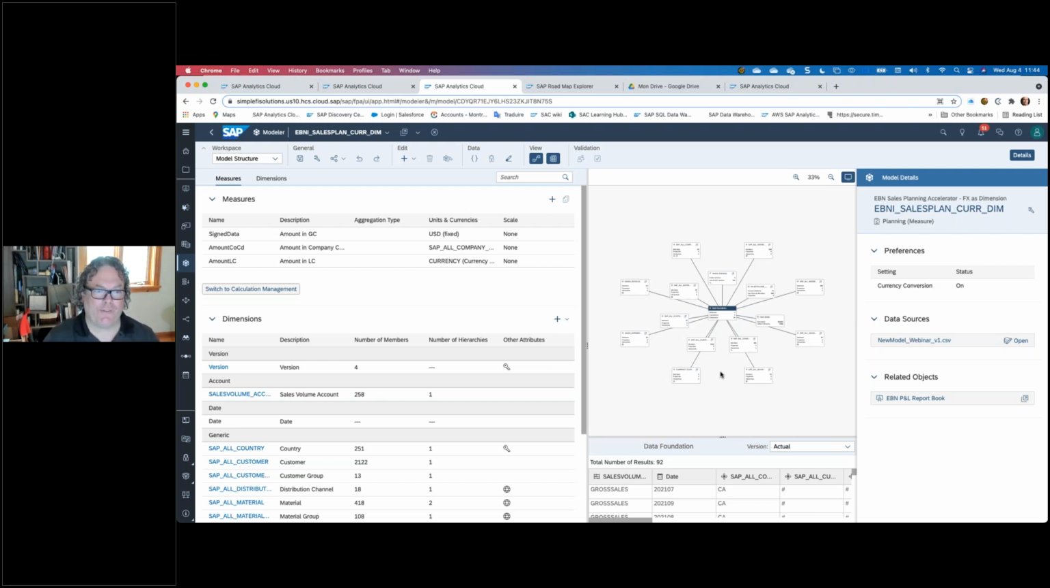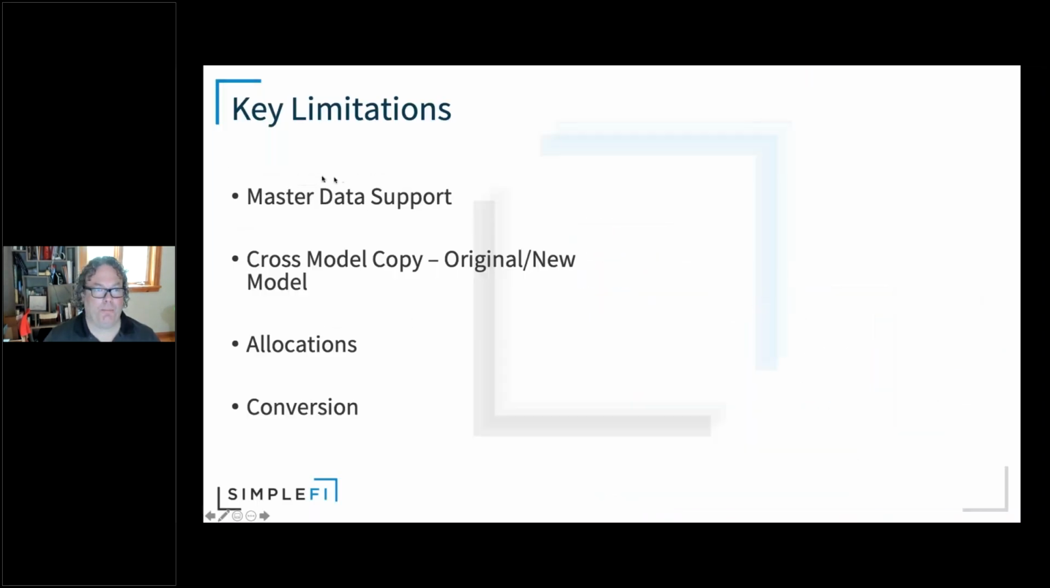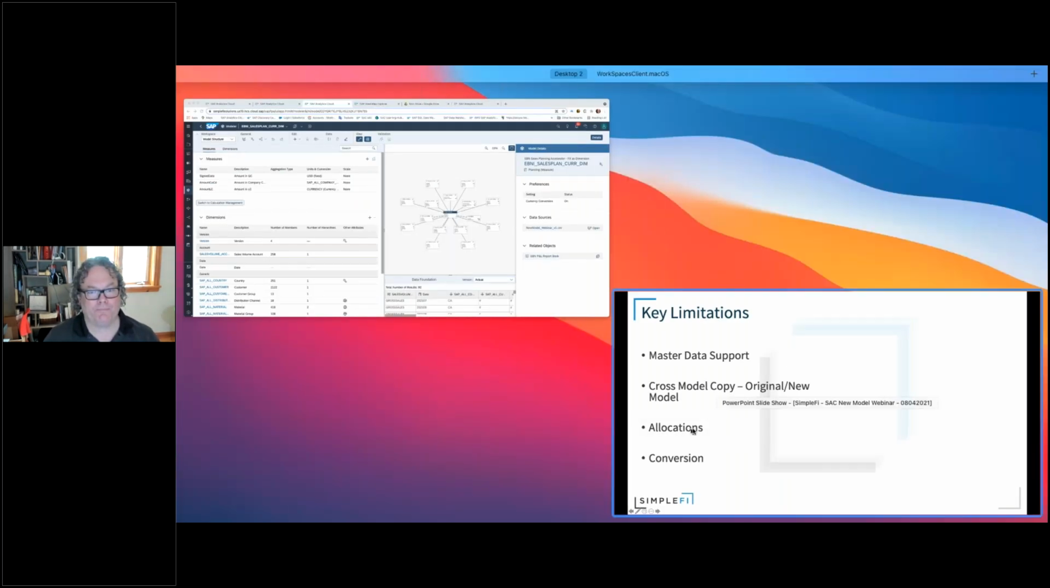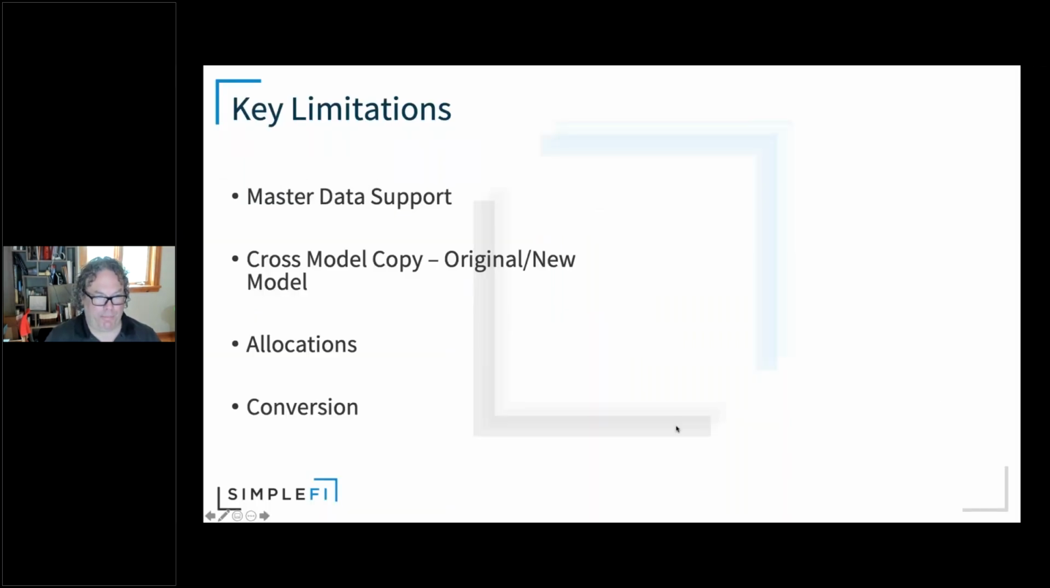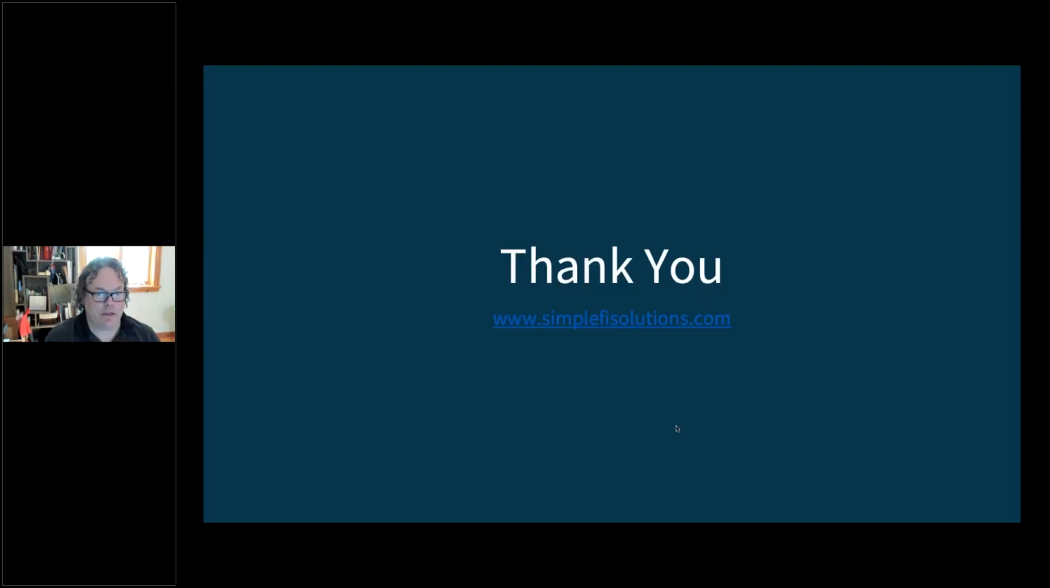Just in some cases, you'll feel like you're loading the same thing twice because the only way to load a certain property is to use the transactional data. So yes, that does happen, and in this case, it's a bit of a pain. So master data support, this is where we found the main limitation. Allocations, conversion, I've mentioned about it, and cross-model copy between the models. These are just plain straight limitations that have a clear impact when you try to rebuild planning models around finance. So that's pretty much all I wanted to walk through today.